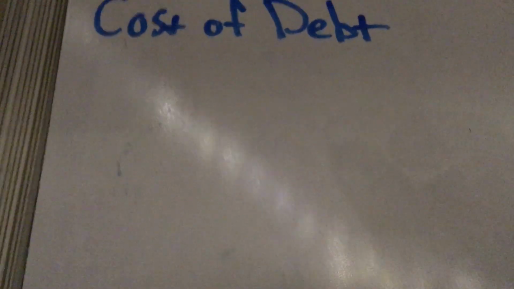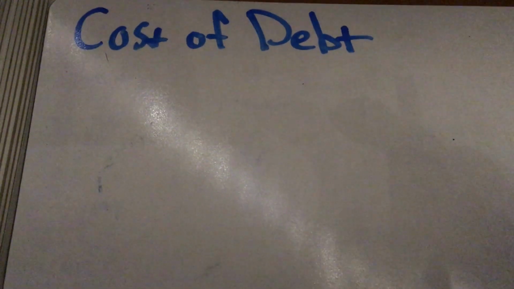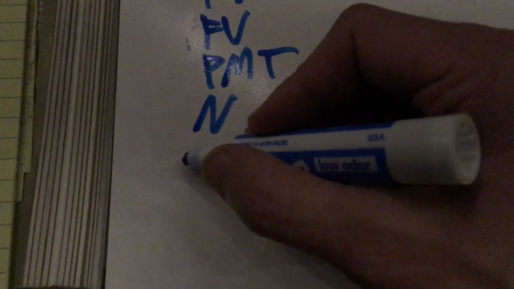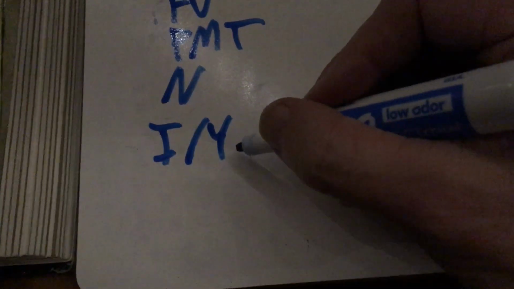So you've calculated the cost of debt before. You did it in chapters 5, 6, and 7. It's basically just time value of money. So it's bonds, okay? So with a bond, you have the present value, you have the future value, you have the payment, and you have N, and you have the I over Y, otherwise known as the yield to maturity. So this is what you're trying to solve.